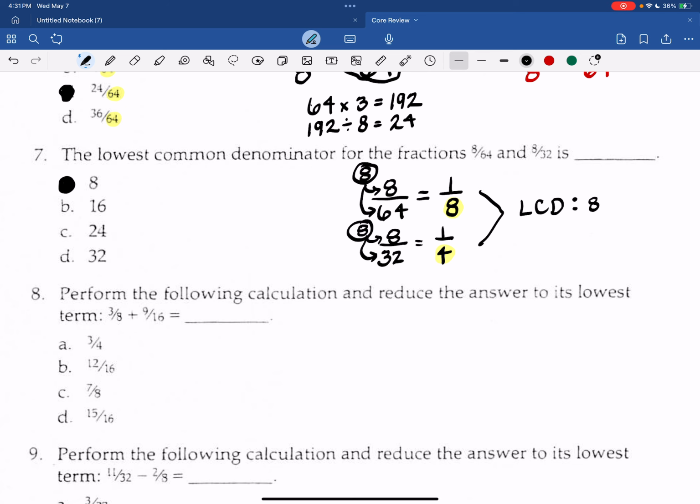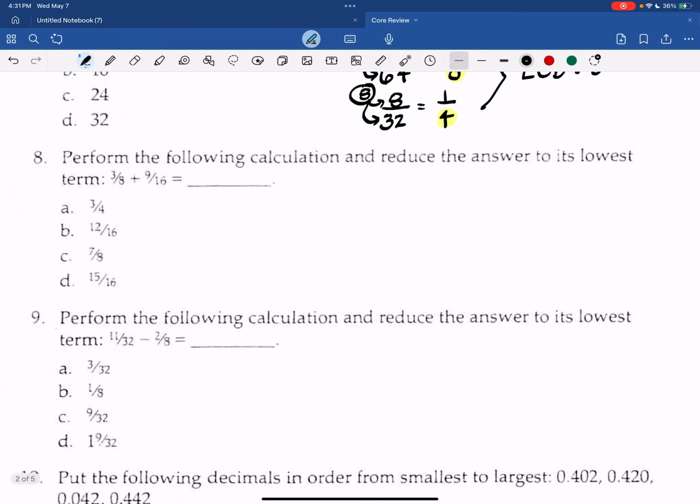Number 8 says to perform the following calculation and reduce the answer to its lowest term. It doesn't say you can't use a calculator. So I'm going to show you both ways here. I'm going to first of all do it the way I would do it. It would take me longer to type it into my calculator than it would to do this math. So let me do it this way, and then I'll show you the calculator keystrokes.